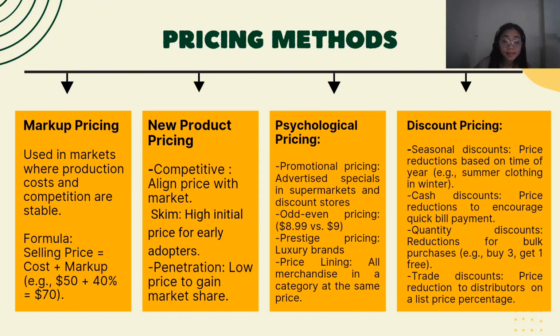So another one is discount pricing. Discount pricing involves price reductions to increase sales or reward specific purchasing behaviors. And there are four common types. So first, seasonal discounts are price reductions based on time of year and to clear out-of-season stock, and cash discounts to encourage early payments such as 2/10, n/30, meaning a 2% discount if paid within 10 days. Quantity discounts to encourage bulk buying where unit price drops with volume such as buy 3 get 1 free. And trade discounts often given to retailers or distributors as a percentage of the listed price.